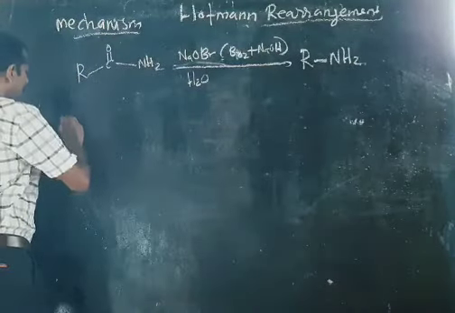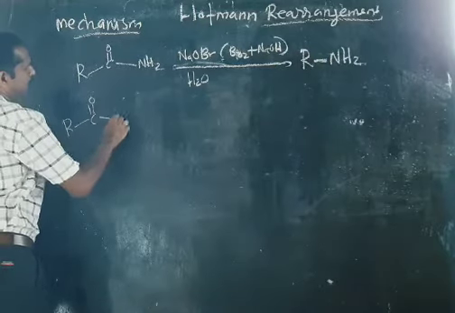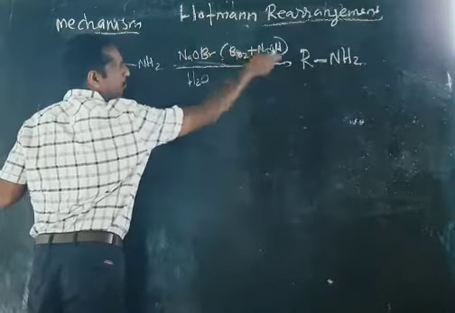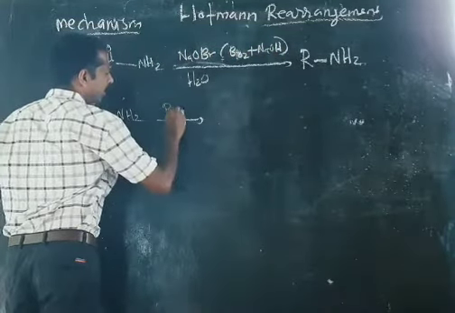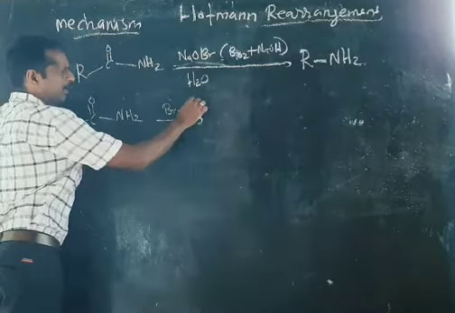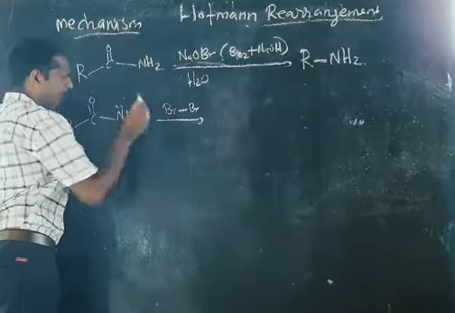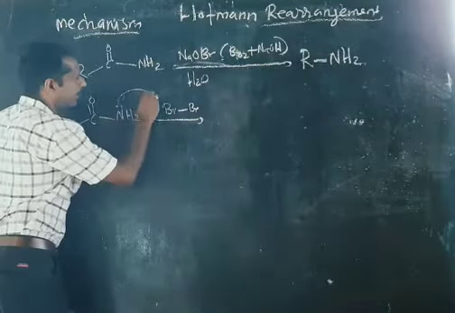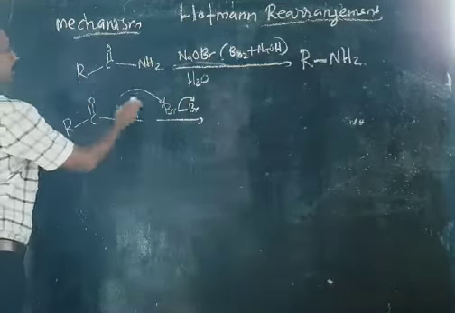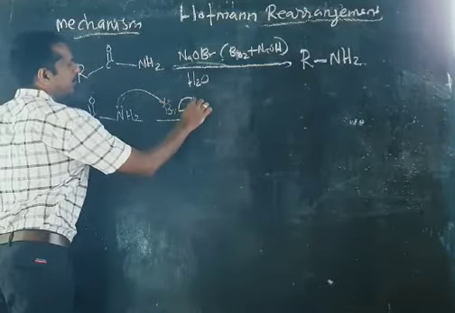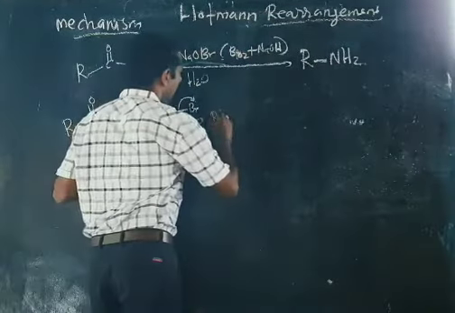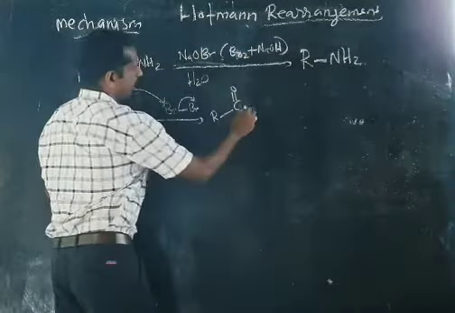Look here, C double bond O, NH2, correct? And our sodium hypobromite, Br2 plus NaOH. Here we are taking Br2, that means delta plus, delta minus. You can see that the lone pair of electrons on the nitrogen atom will attack this bromine. This we have actually studied. The lone pair is attacking this bromine, which is delta positive, and the other bromine is delta negative. The lone pair is attacking the positively charged bromine, and we are getting RC double bond O NH2.